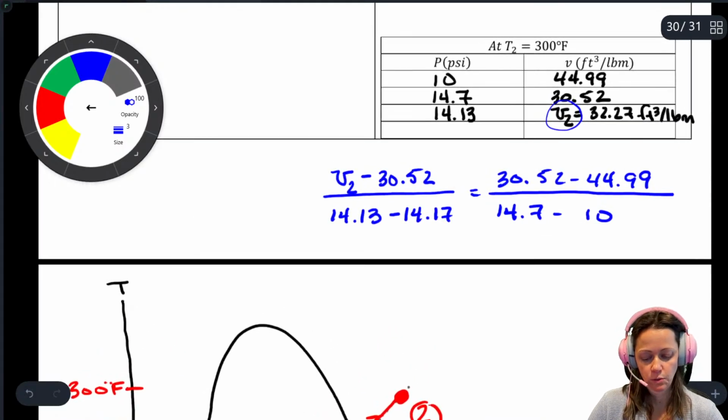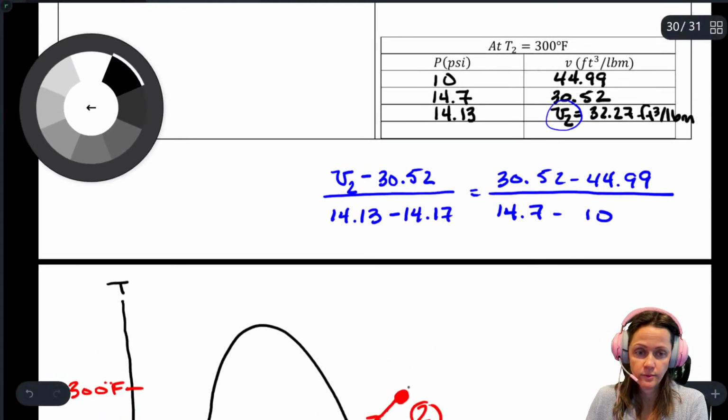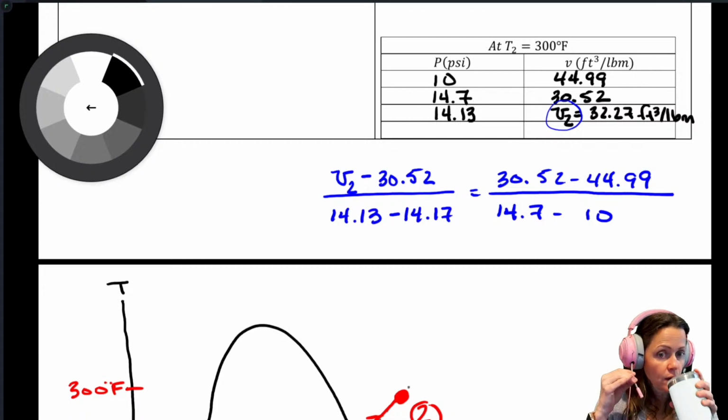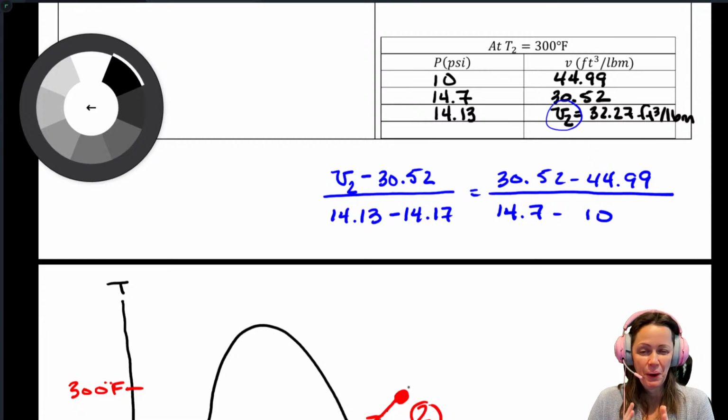Zoom in. I gotta, I'll be quiet. It's silent, so.